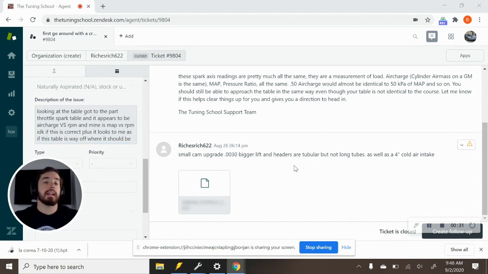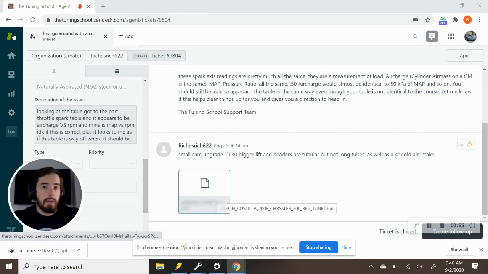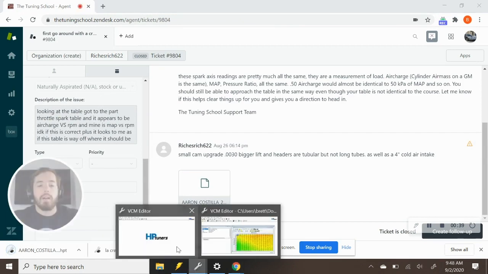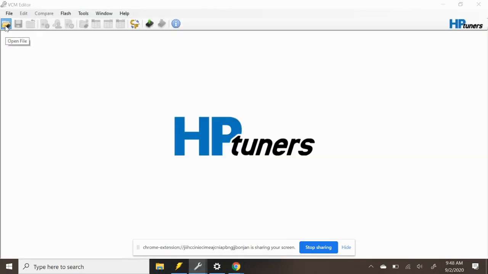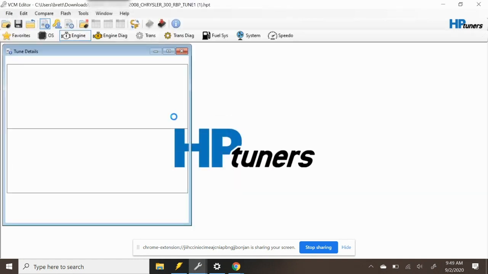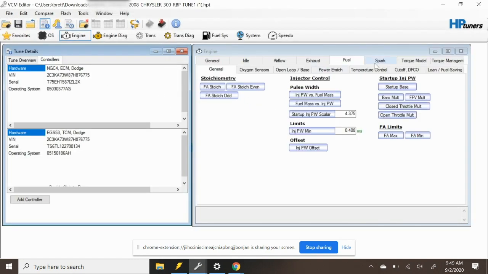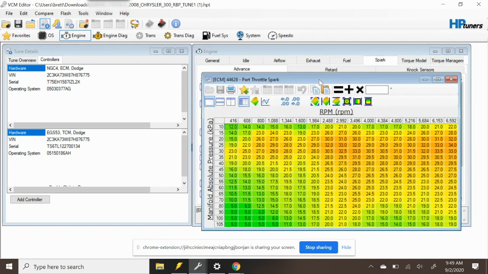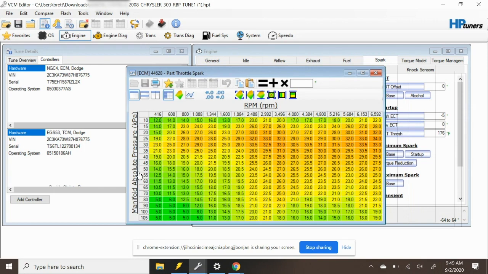This is something that I deal with Dodge guys pretty frequently on, and it is a common problem. If you go and open up his tune file, you will find that he is correct. His table is set up a little bit differently than how our course would explain. So if we go to Spark and go to Park Throttle Base, you'll notice that his row axes, as it would be called in HP Tuners, is in manifold absolute pressure.